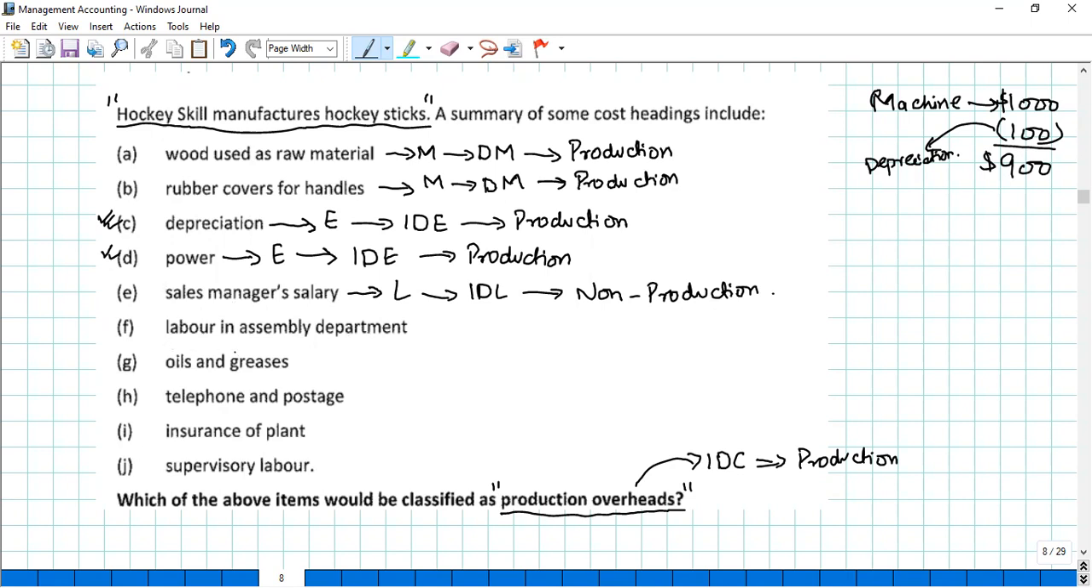Then comes labor in the assembly department. It's a labor cost, and it's direct labor. How do you know that? Because in the factory, in the assembly and finishing department, you do the manufacturing. You do the production. So it's a production cost.